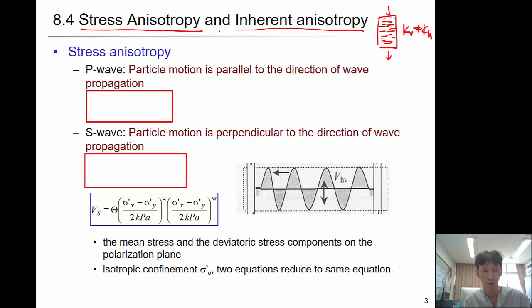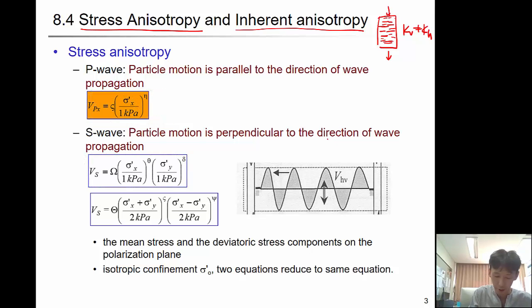So P-wave particle motion is parallel to the direction of the wave propagation, and S-wave particle motion is perpendicular to the direction of the wave propagation. In the P-wave, the particles are moving in one direction, and the wave also propagates in the same direction, right? So it only counts the x direction. So this is the x direction stress.